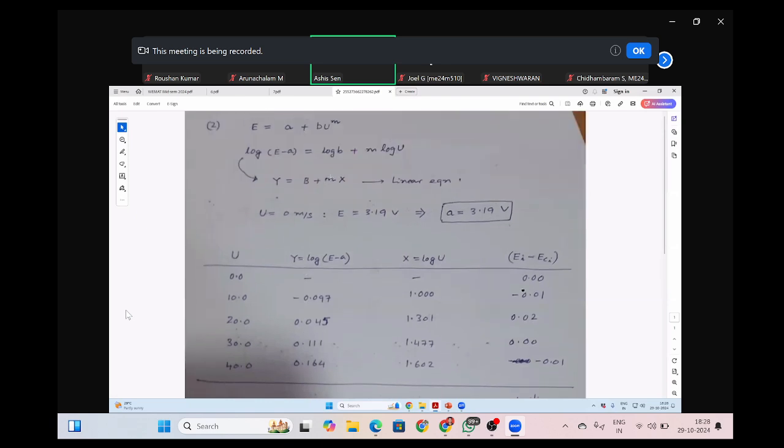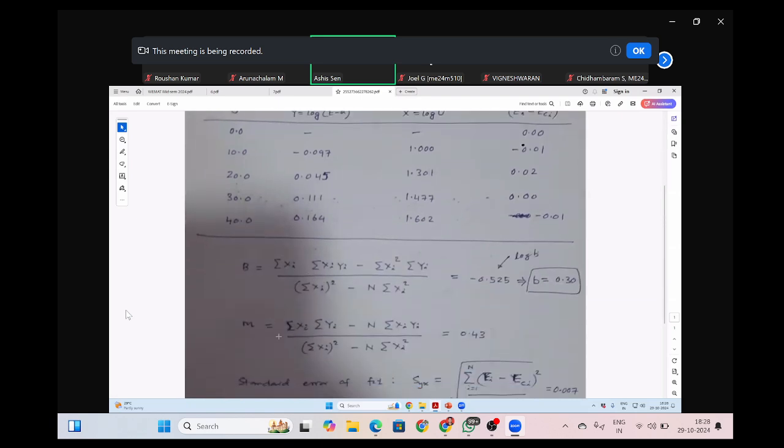Then we get the value of M. Which is, in our theory, whatever we have studied in the class, like A1. And the expression for A1 is sum of xi, sum of yi minus n into sum of xi yi divided by sum of xi square minus n into sum xi square. If you just substitute these xi's, yi's here, you get this as 0.43.